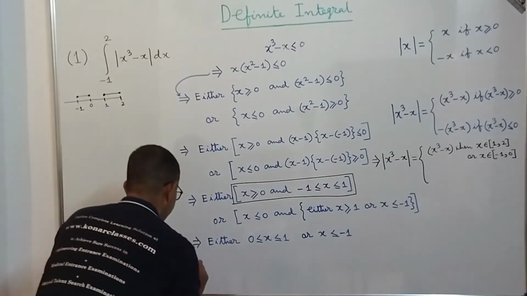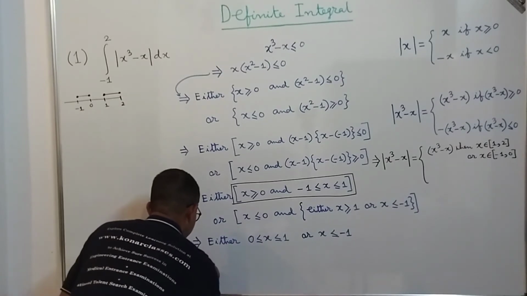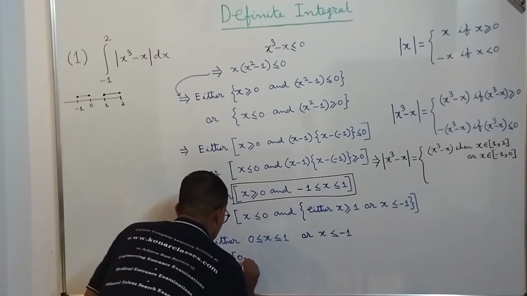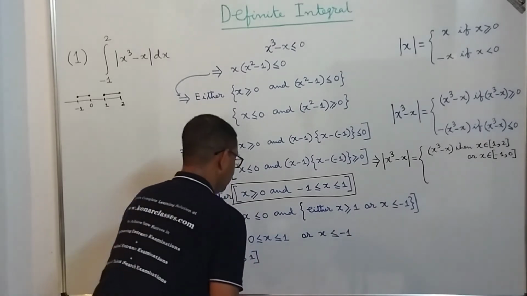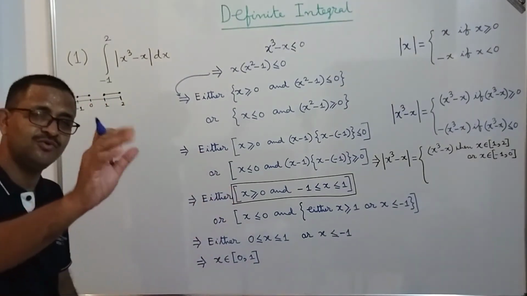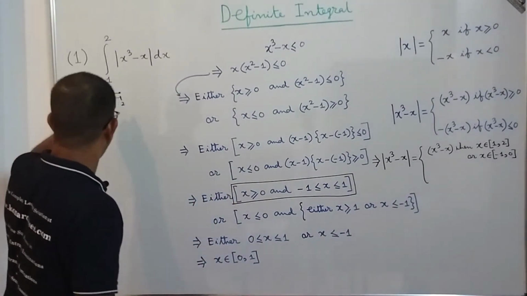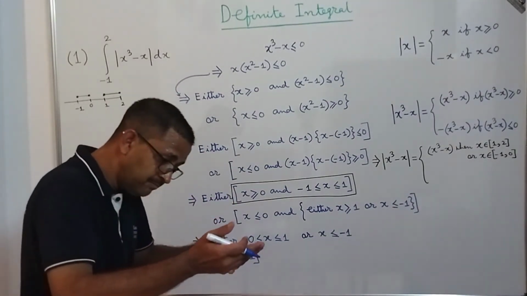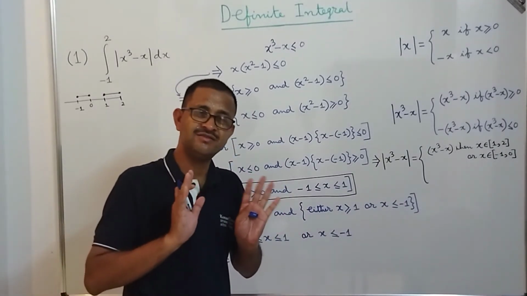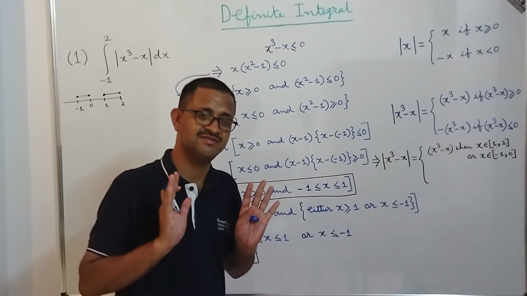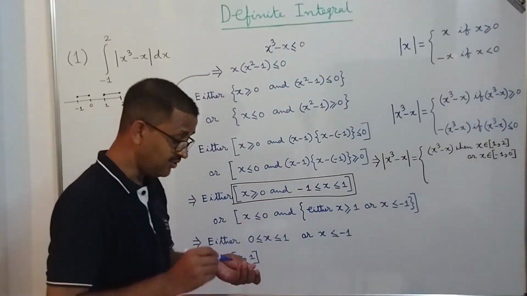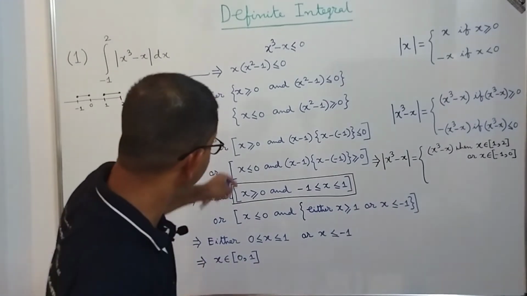So that means what, dear students? From here we get that x belongs to the closed interval 0, 1 or x less than or equal to minus 1, but we are not worried about that. Why? Because the lower limit is minus 1. So below minus 1, what is happening is not our concern. We can only consider x between 0 and 1, what I was telling before finding this inequality.